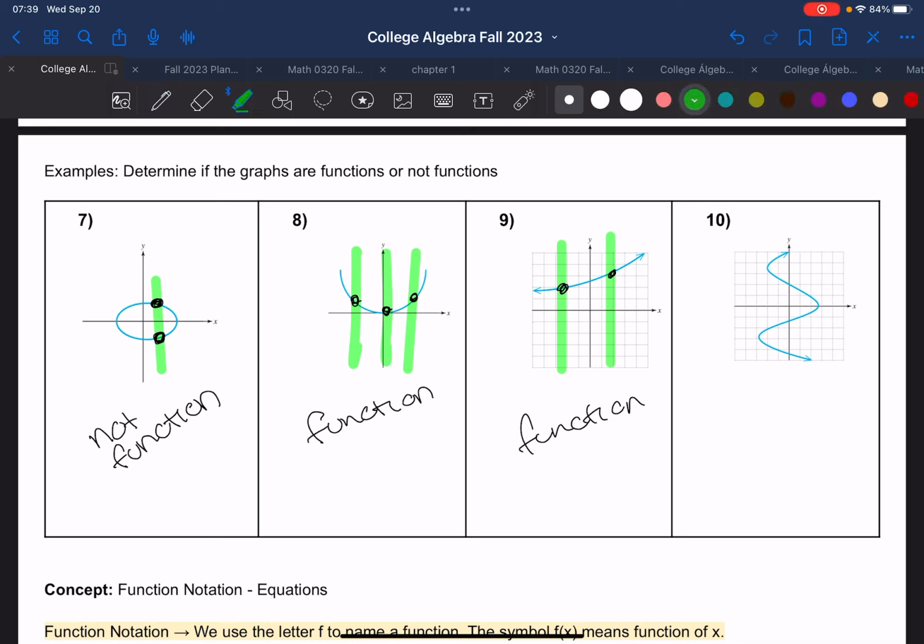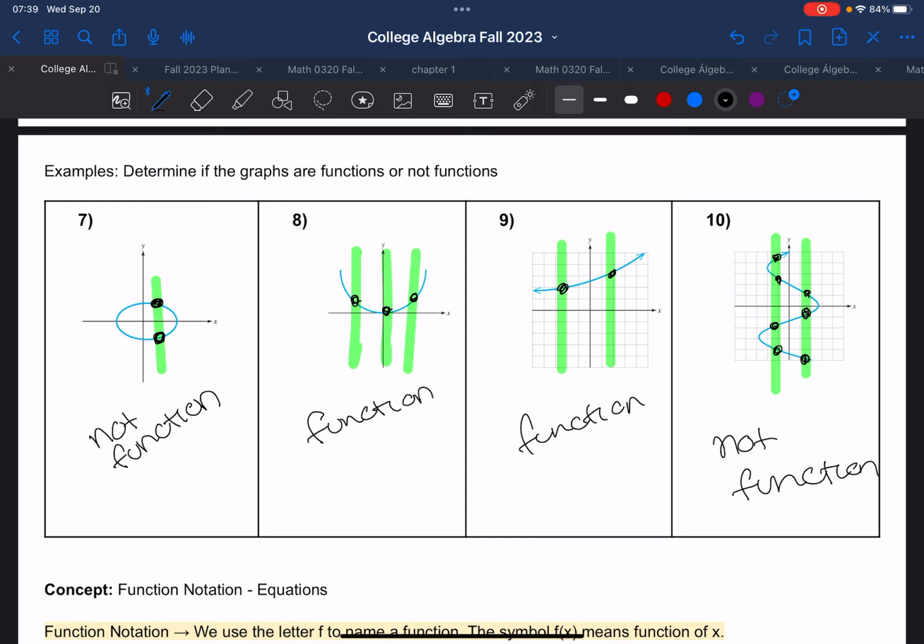And then lastly, what's number 10 going to be? Not a function, because at any time it's going to definitely cross more than once. So in this one it crosses up to 4 times. So not function.